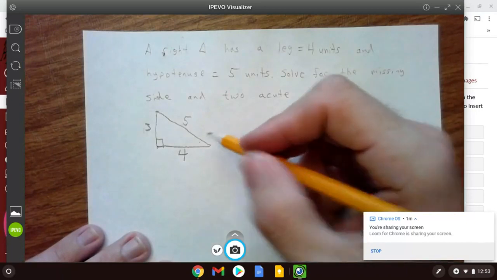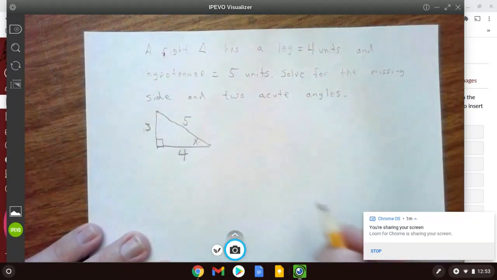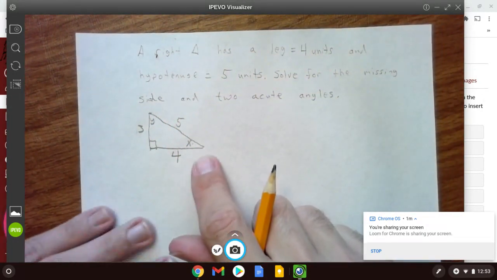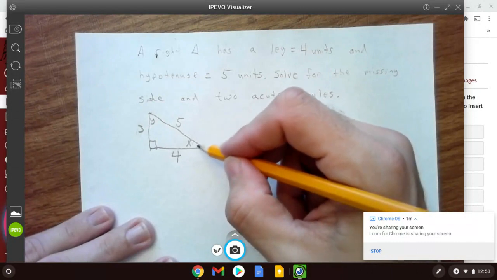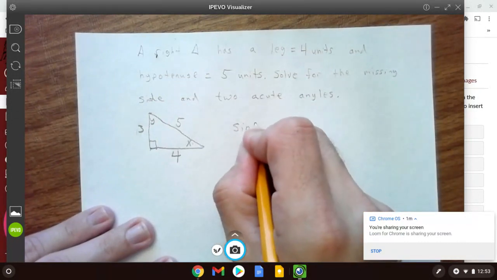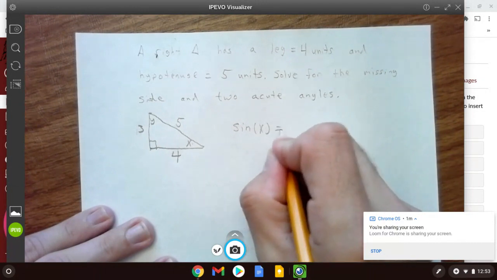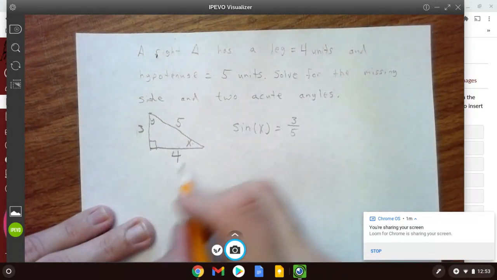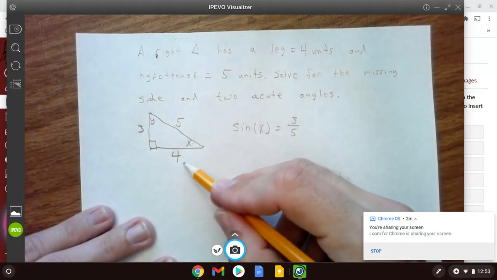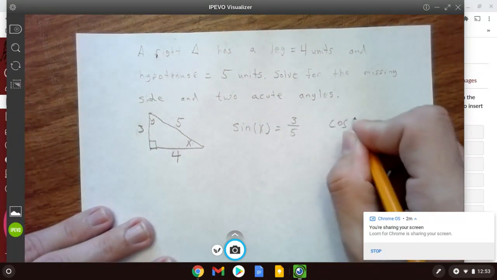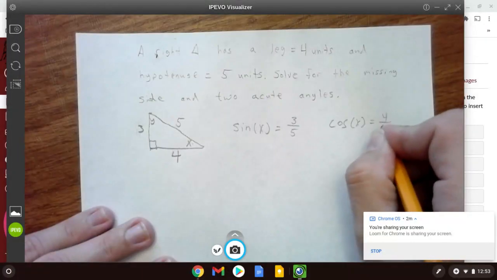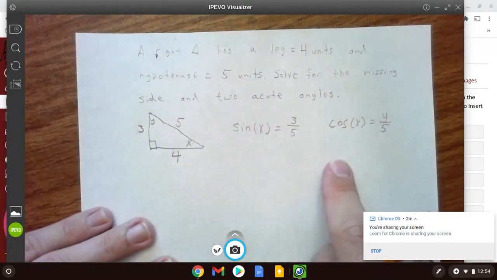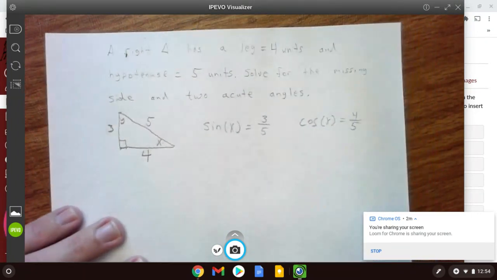Now, let's solve for one of these angles. I'll call this one angle X and this one angle Y. All right, so notice here that sine of X would equal 3/5. Or you could say cosine of X is equal to 4/5. Or you could say tangent of X is equal to 3/4. All right, you could use a lot of different equations here to solve this.